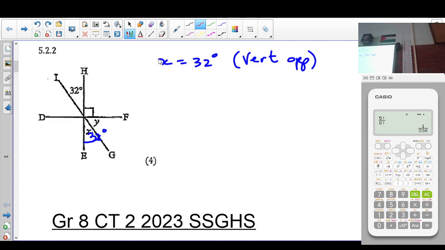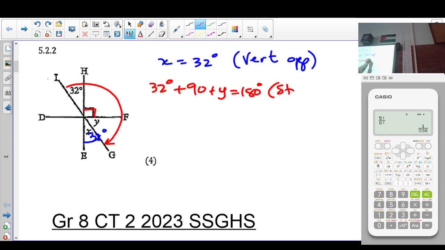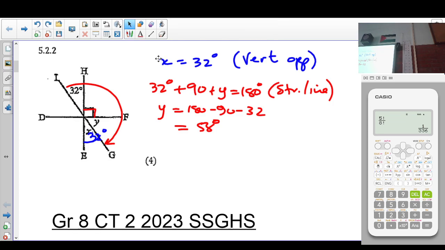How do you calculate y? Angles on a straight line. As you can see, that's a straight line. So 32 degrees plus 90, as you know that is 90, plus y is equal to 180, straight line. So y is equal to 180 minus 90 minus 32. It gives you 58 degrees. You all agree with that?